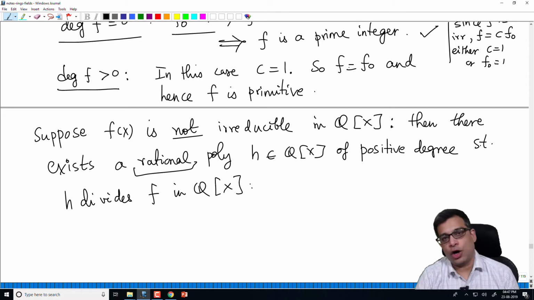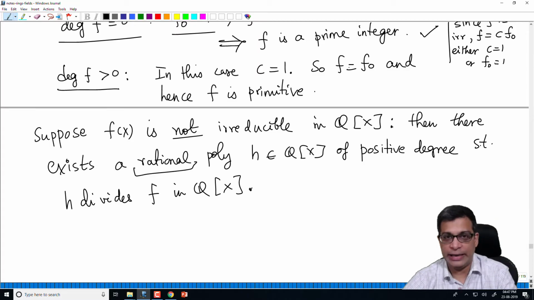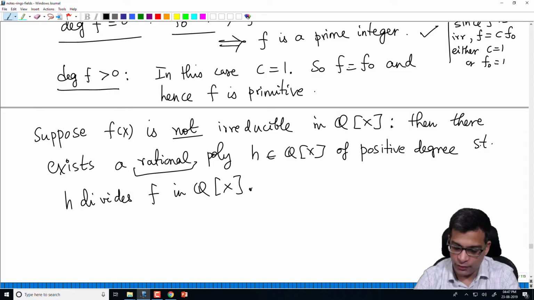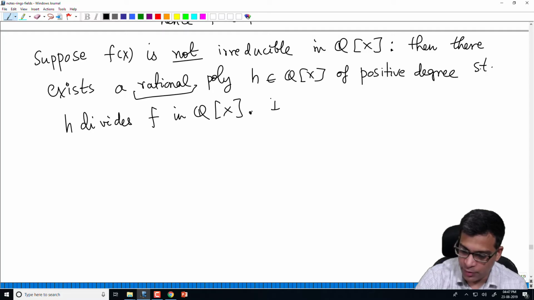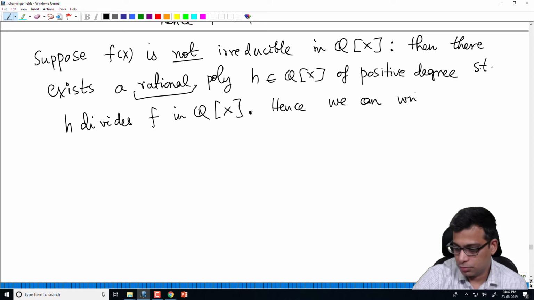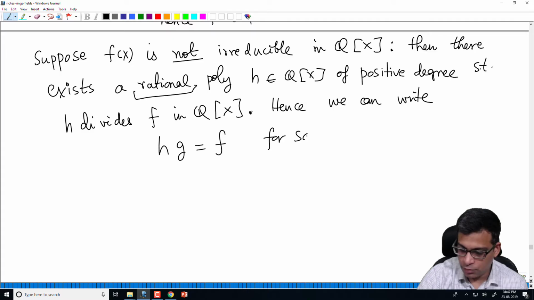If some polynomial is not irreducible in Qx, that means a positive degree polynomial divides it. So we can factor it. So I'm taking one of the factors, so that the other factors are not units. So the degree is positive and it divides f in Qx, because irreducibility is failing in Qx. So h divides f in Qx. Hence we can write hg equal to f for some g in Qx. That's the meaning of division, right?